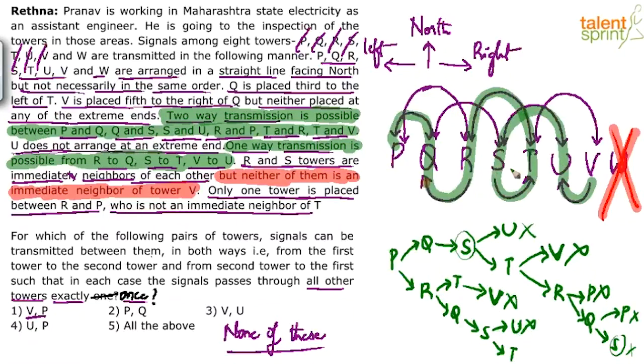If you go to T, from T you can either go back to R, which will be wrong because R will come twice, or you can go to V. But even if you go to V here, P, R, Q, S, T, V have come, but U has not come into the picture. This also is wrong. Yes or no? P, R, Q, S, T, V, U.